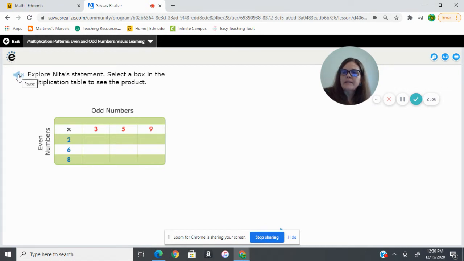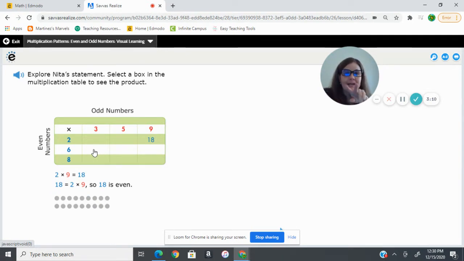Explore Nita's statement. Select a box in the multiplication table to see the product. Okay. Let's see. 2 times 3 equals 6. 6 equals 2 times 3, so 6 is even. 2 times 5 equals 10. 10 equals 2 times 5, so 10 is even. 2 times 9 equals 18. 18 equals 2 times 9, so 18 is even.